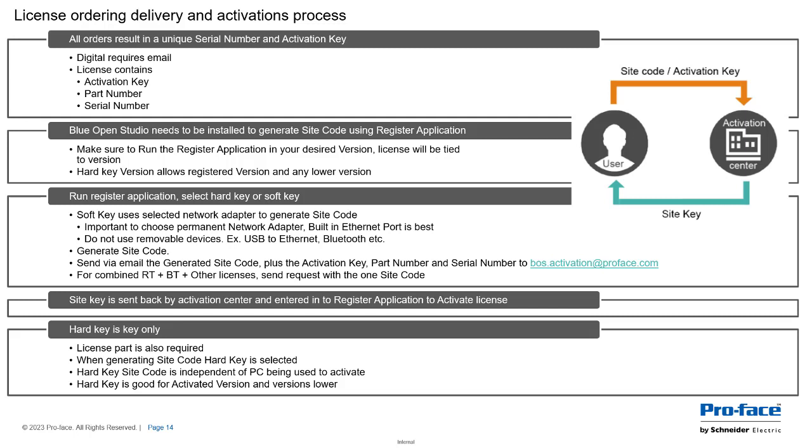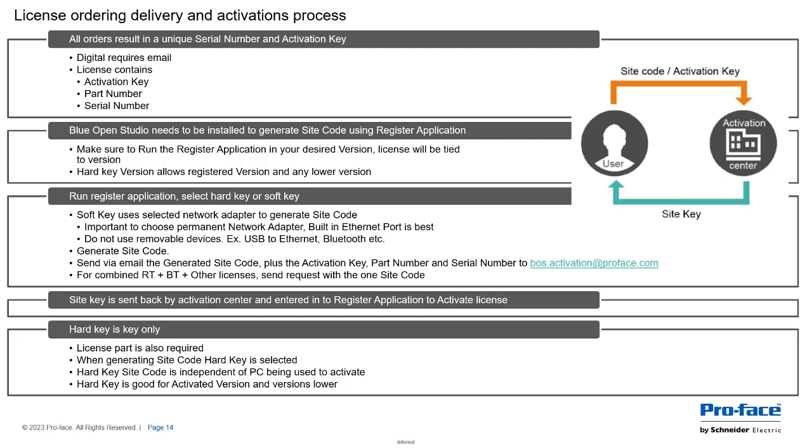Okay. You do need to install Blue Open Studio to generate the site code using the register application. And then make sure that you run the register application in the version of Blue Open Studio that you want the license to license. And in the case of the hard key, it will work for any version that is registered to and lower versions.